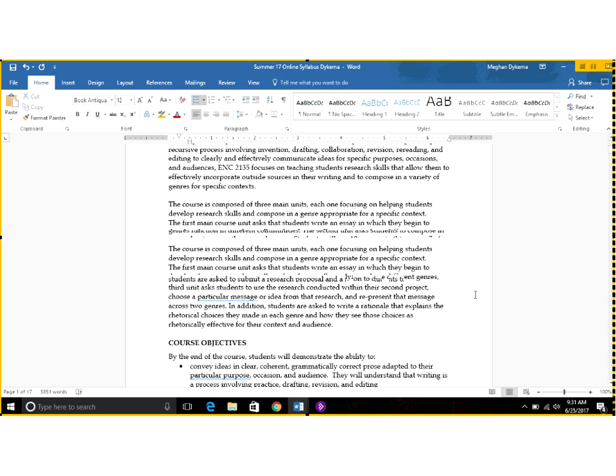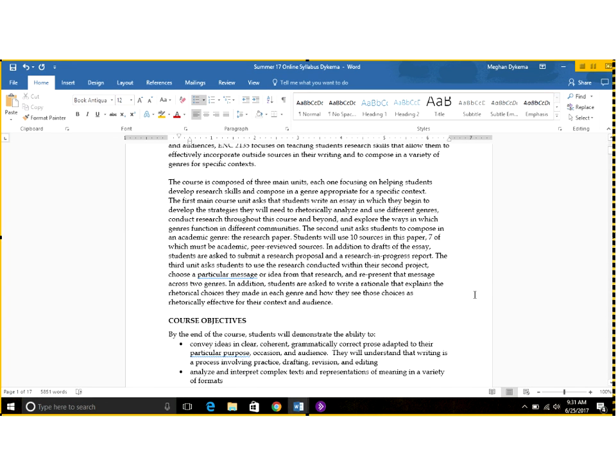So we have 3 main units, 3 projects. Each one is designed to help you meet the overall course goals, helping you develop research skills, and compose in a genre appropriate for a specific context, and to have an overall awareness of genre. As you can tell by our course title, Research, Genre, and Context, genre is an important focus of this course. So we're really going to start the semester by developing a definition of genre, one that is useful for the kinds of writing, the kinds of reading that we'll be doing in this course.